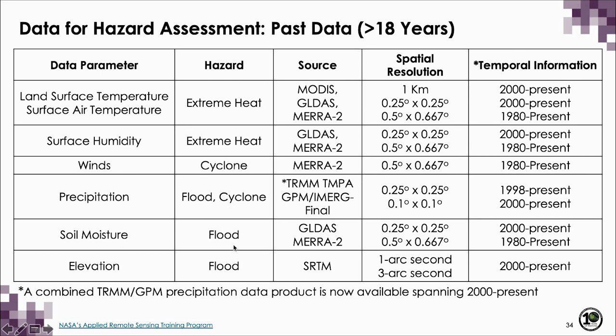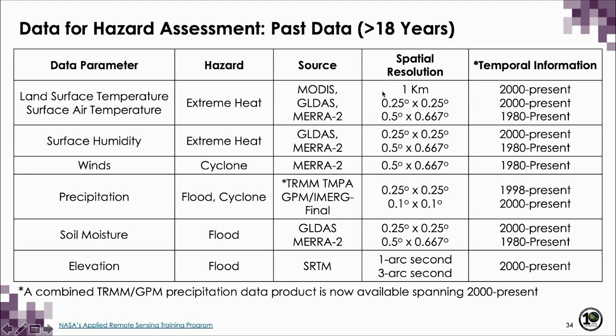Soil moisture, which is relevant for flood assessment, is available from GLDAS and MERRA-2. We're talking about long-term data sets here. And elevation, which is relevant for flooding, looking at topography and slope and low-lying areas, is available from the Shuttle Radar Topography Mission. So this is really not available for more than 18 years, but it was actually measured in 2000, and so that static data is used for topography all these years. So that's why it's listed here.